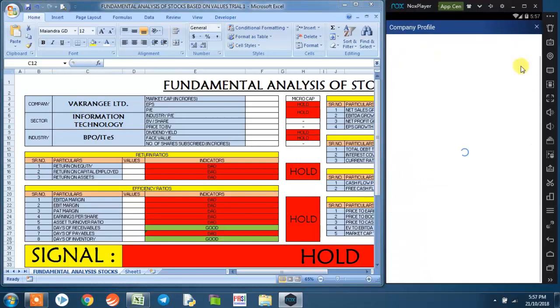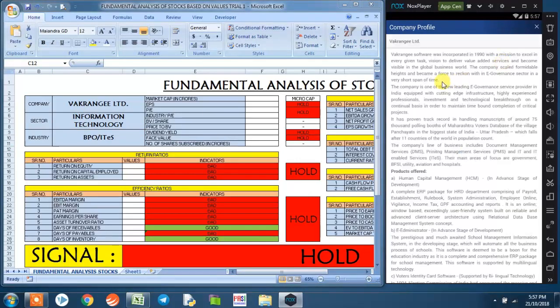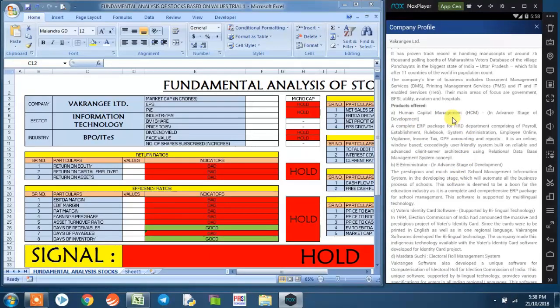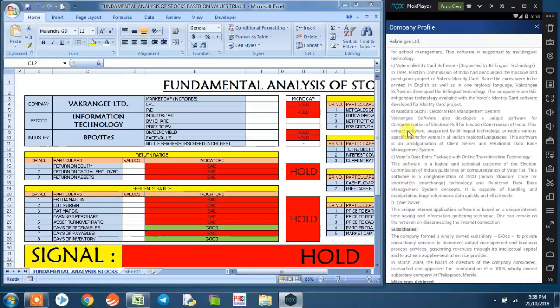Now let's understand about the company. Under the show profile tab we could see here that VAKRANGEE software was incorporated in 1990 with a mission to excel in every given task, vision to deliver value added services and become visible in the global business world. The products that they offer is Human Capital Management, HCM, E-Administrator, Matdata Suchi, Voters Identity Card Software, Voters Data Entry Package with Online Transliteration Technology, Cyber Saver. This was about the company.